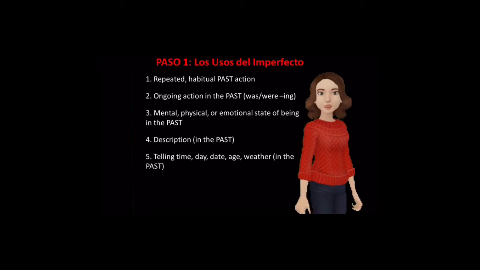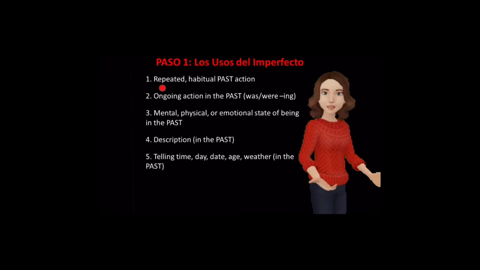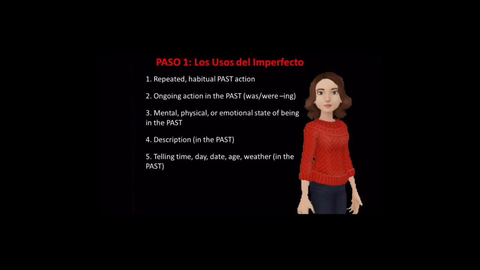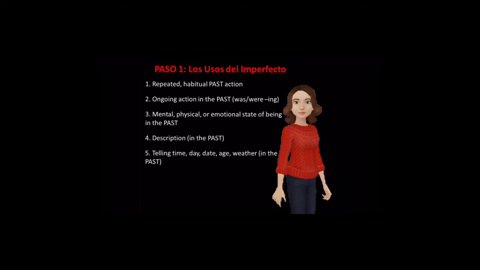In addition, the imperfect tense is used to talk about repeated or habitual actions, or to describe ongoing actions in the past. In English, we describe ongoing actions in the past by using the structure was or were plus ing. The imperfect tense can also be used to describe mental, physical, or emotional states of being. It can also be used to make general descriptions such as appearance, color, quality, etc.